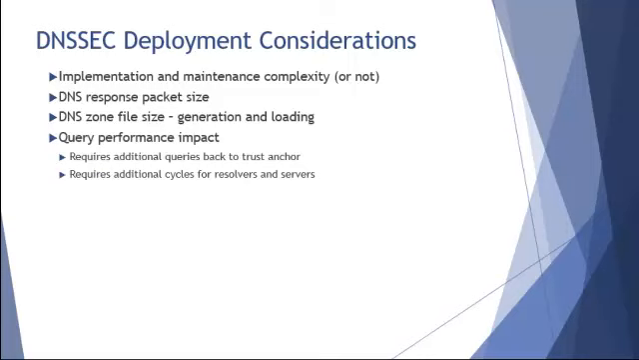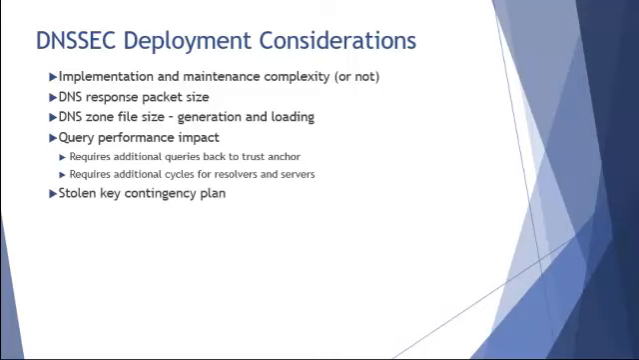Query performance impact: there may be additional queries required, but typically these keys and DS records are provided on the way down the tree as you're going from the root to .com to example.com, so there's really not an additional query, and that information is cached as well.